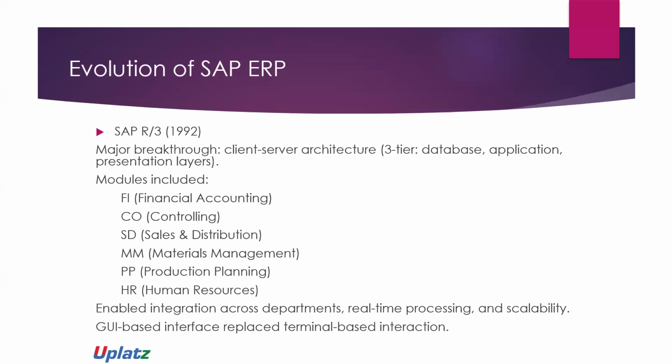What are the modules included in this particular R3 system? Financial accounting, controlling, sales and distribution, material management, production planning, human resources. This enables integration across all the departments on a real-time basis, and it maintains scalability. It has a GUI, a graphical user interface, which replaces the terminal-based interaction.